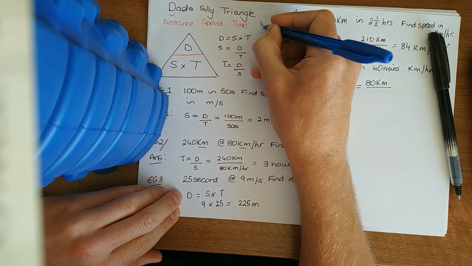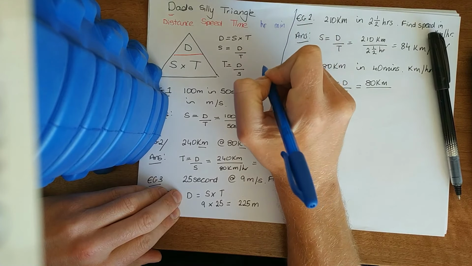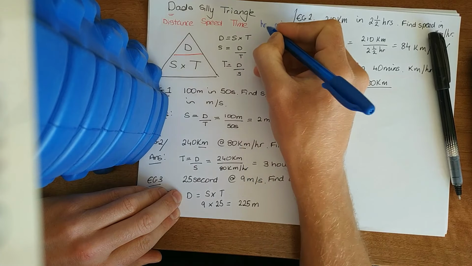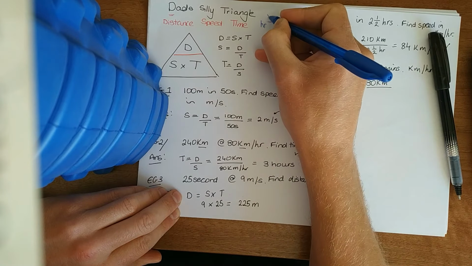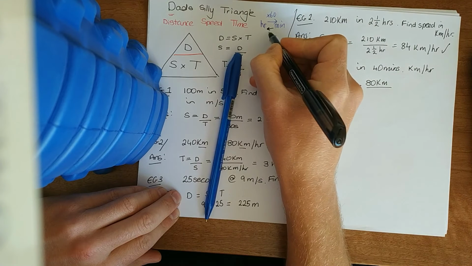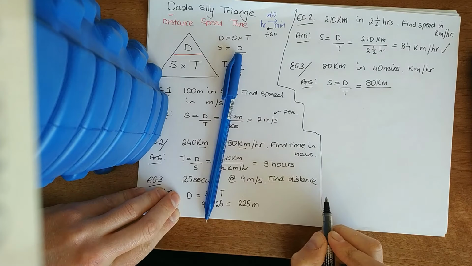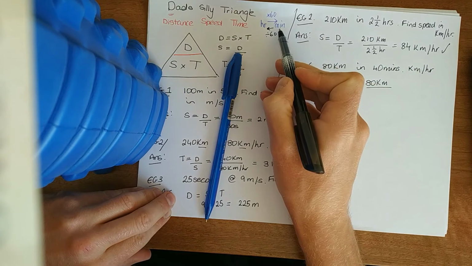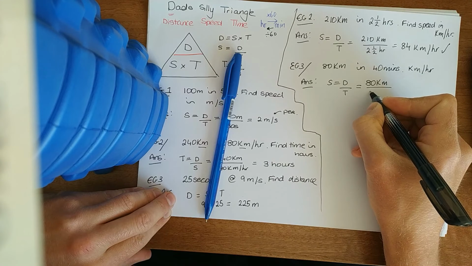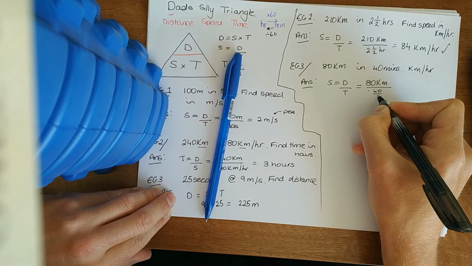So hours to minutes. If you have 1 hour, how many minutes is that? 60 minutes. If you have 2 hours, it's 120. So to change hours to minutes, you multiply by 60. So to go back from minutes to hours, you divide by 60, the inverse or the opposite of it. So here 40 minutes, I'm going back to hours, divide that by 60.